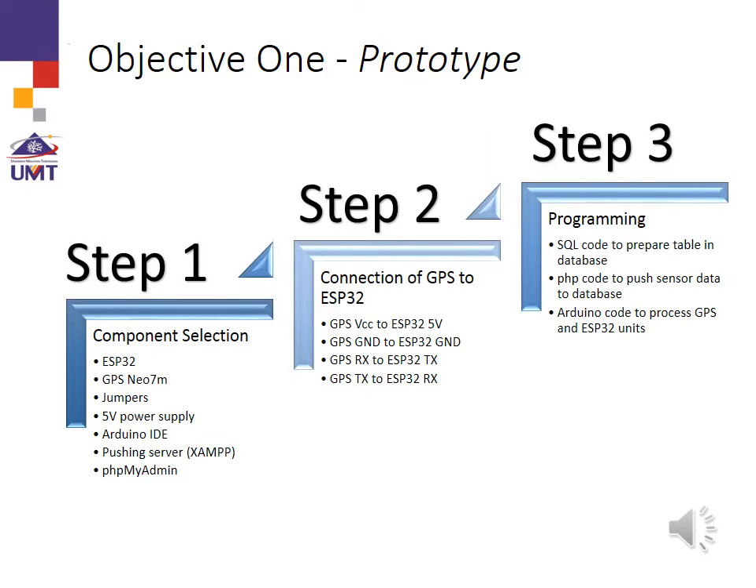Next, let's have a look at the first objective, prototype construction of the driving cycle tracking device, or in short Dctrad. Three steps are involved in this objective. First is component selection. A few components are used in this step, which are the ESP32 module, GPS Neo 7M, jumpers as needed, 5-volt power supply, Arduino IDE software, pushing server or XAMPP, and phpMyAdmin.